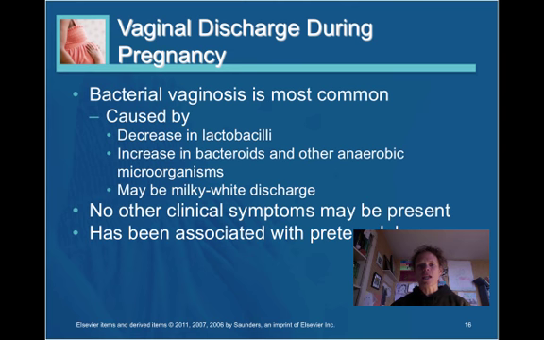Vaginal discharge during pregnancy. Bacterial vaginosis, or BV, is the most common vaginal discharge during pregnancy. It's caused by a decrease in the lactobacilli in the vagina, which allows microorganisms to proliferate. Women sometimes will notice a milky white discharge that is more than usual, and sometimes there's a fishy or foul-smelling odor to the discharge. Often there aren't any other symptoms, but it's important to screen for this and to be asking about this because it can be associated with preterm labor.